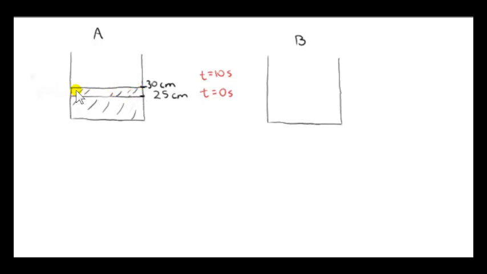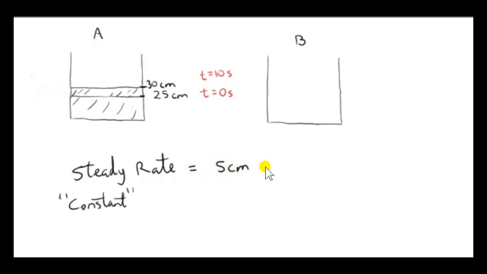Now this is a steady rate. The water doesn't just suddenly jump from 25 to 30 centimeters. So let's look at the meaning of steady rate. Steady or constant rate. We could use the word constant in place of the word steady here. So the steady rate of increase of depth is 5 centimeters in 10 seconds.